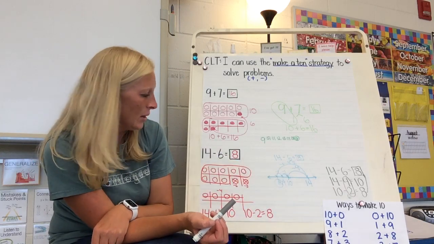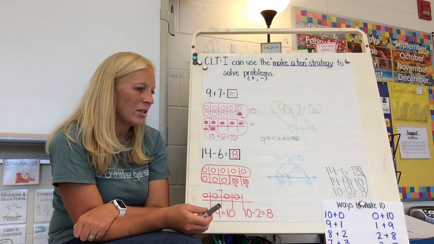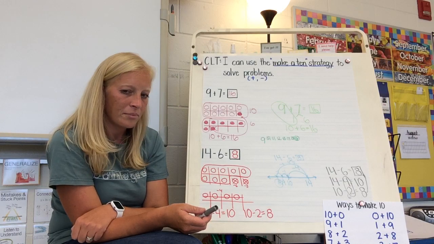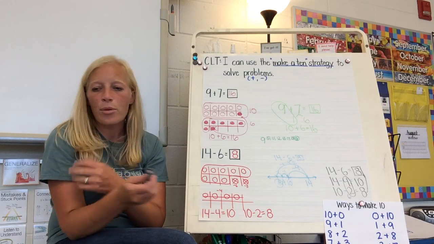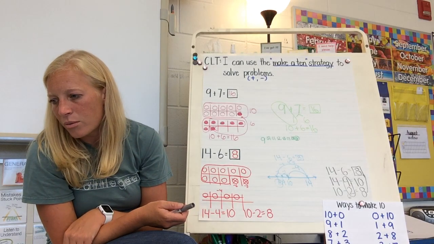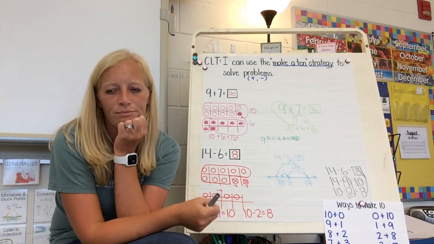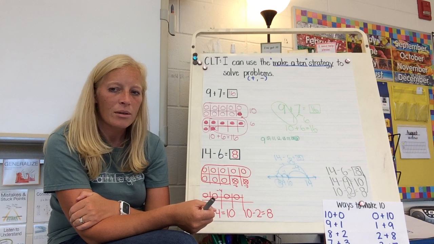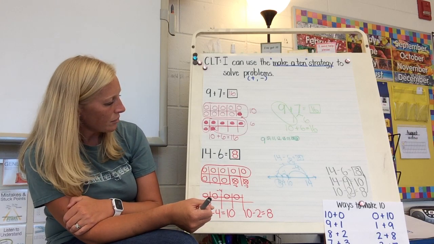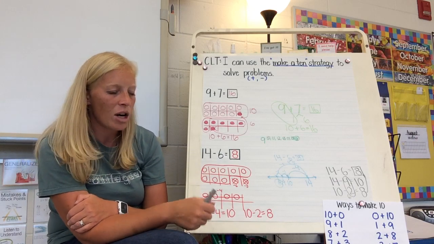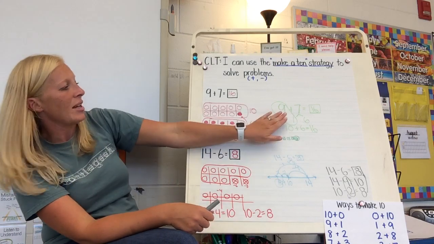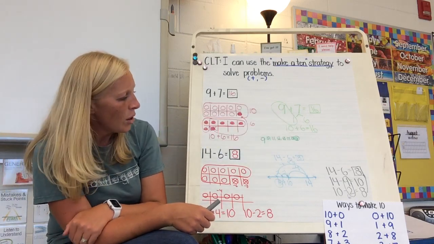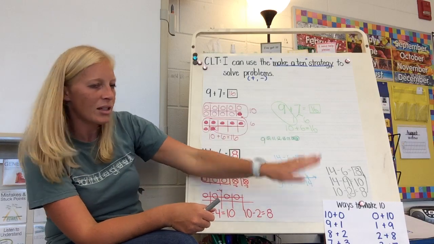Did they all take away 6 from the 14? What number did they decompose? What number did they break apart? They broke apart the 6. Interesting. All of these ways are making 10. We're making 10 to add up here. We're making 10 to subtract down here.